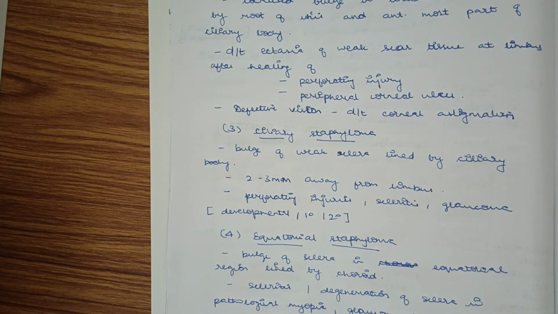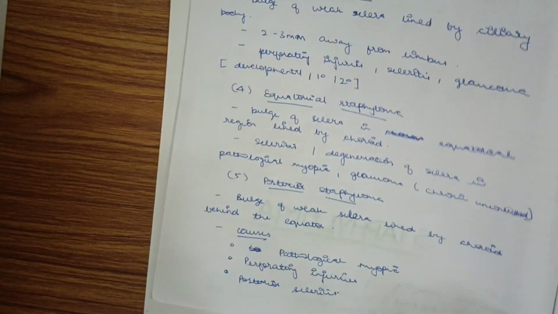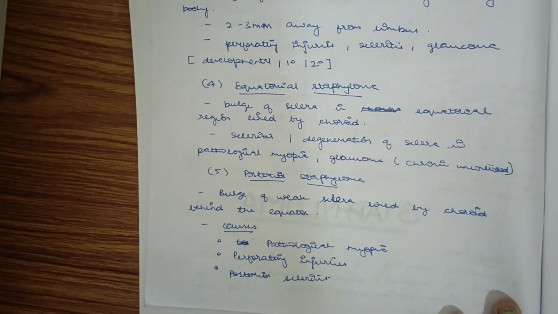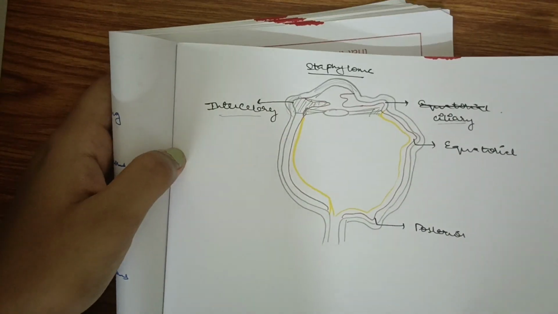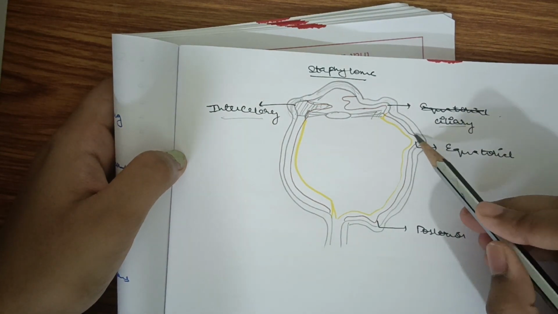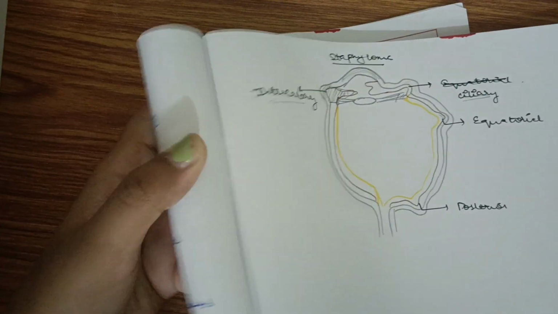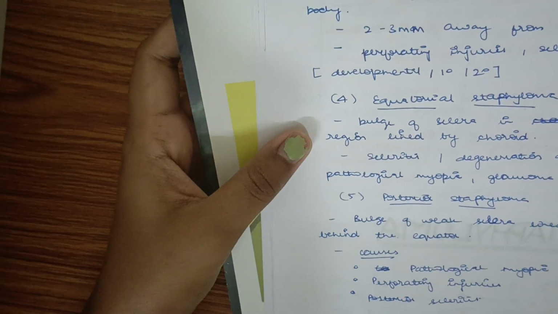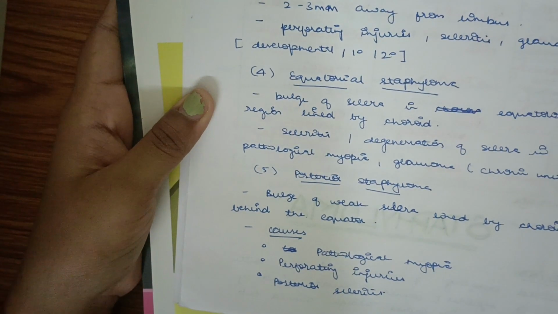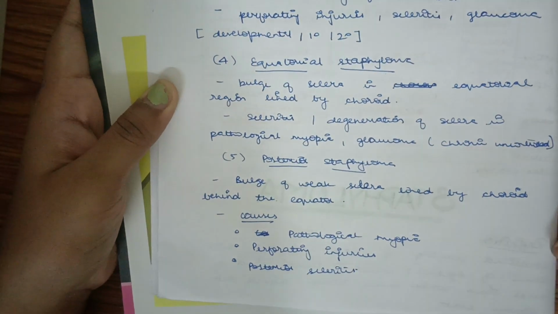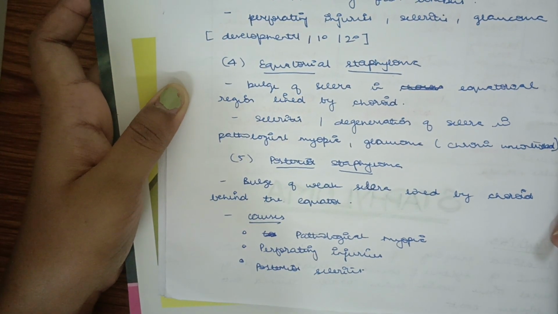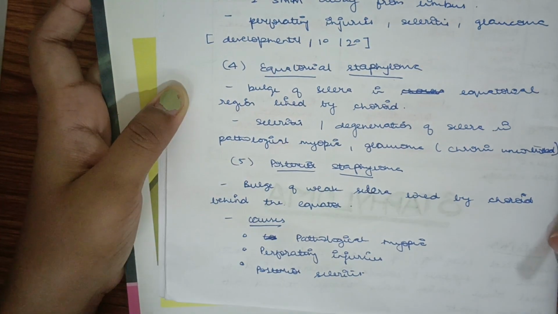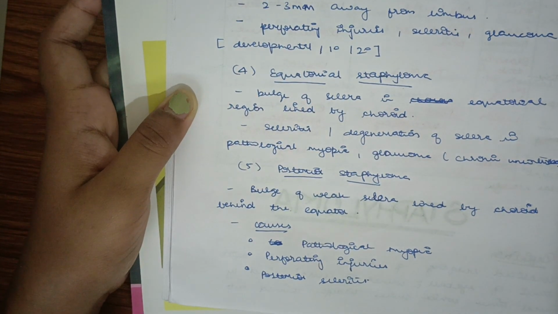Equatorial staphyloma is the bulge of the equatorial sclera near the equatorial region, which is lined by the choroid. So in the equatorial region, the staphyloma will be here. This is the equatorial staphyloma. It is lined by the choroid. That bulge of the sclera lined by the choroid is known as the equatorial staphyloma. Scleritis, degeneration of sclera, pathological myopia or chronic uncontrolled glaucoma are the causes of equatorial staphyloma.